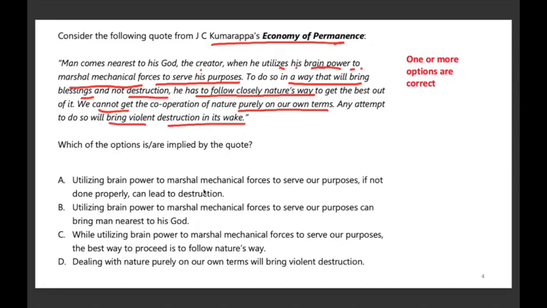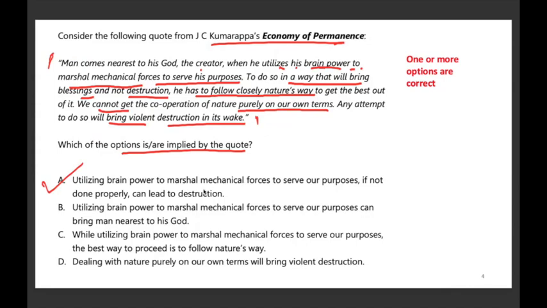Which of the options is or are implied by the quote? First option: utilizing brain power to marshal mechanical force to serve a purpose, if not done properly, can lead to destruction. So this is a combination of the first and the last line. So A is correct. It gets implied straight away.